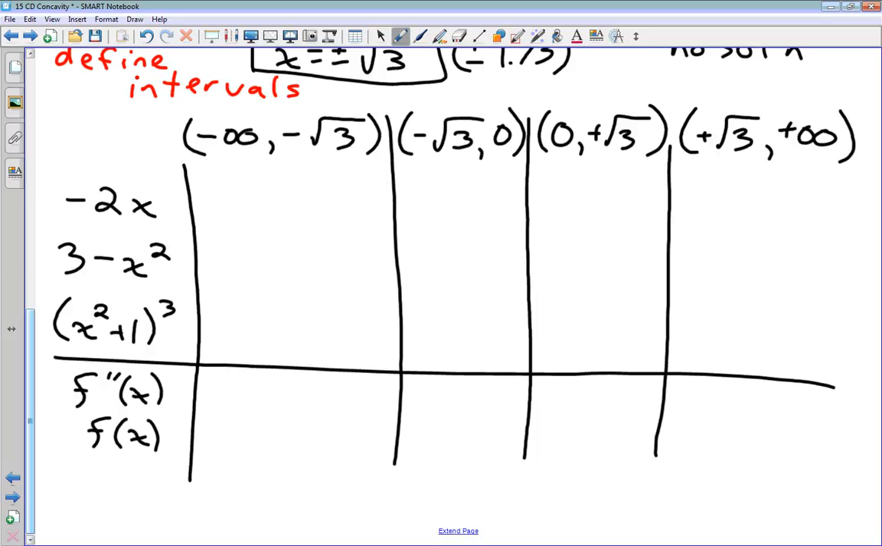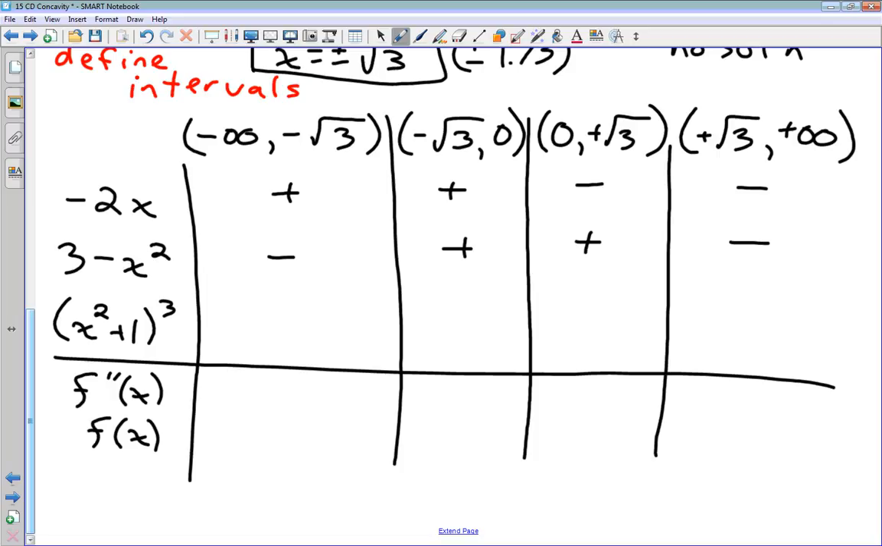So our first term, negative 2x. Well, that is going to be positive where x is negative, and negative where x is positive. 3 minus x squared. If I imagine putting in a large negative number, if I square it, I get a large positive number, so that's going to give me something negative. But if I put in something like negative 1, and I square it, I'll get positive 1. 3 minus 1 is going to be something positive. So it's going to be positive for values close to 0, and negative for large positive or negative values.